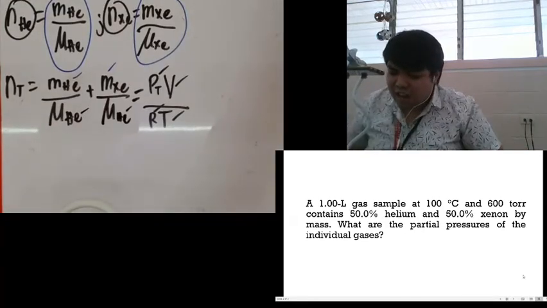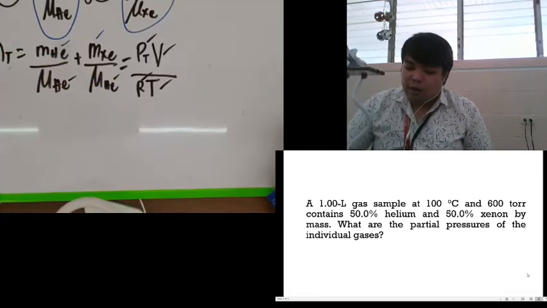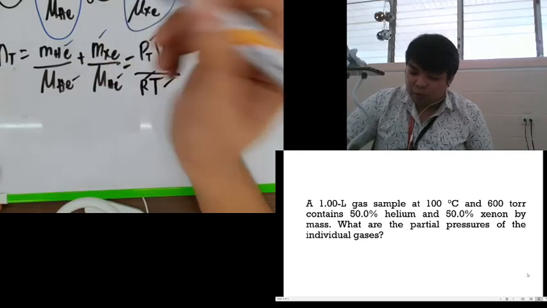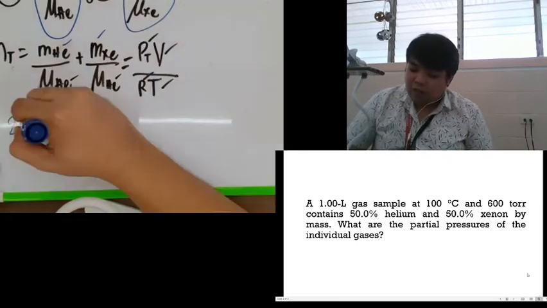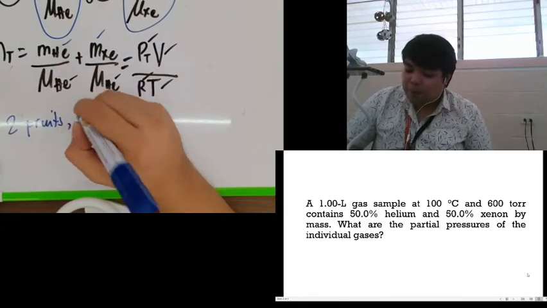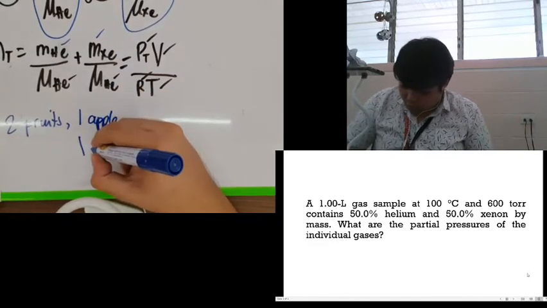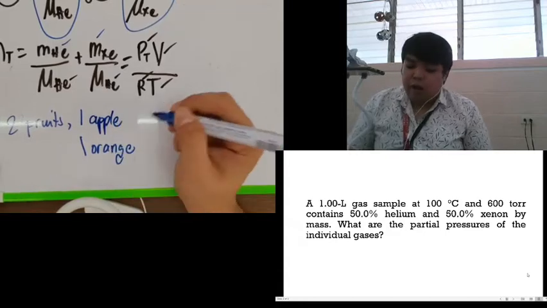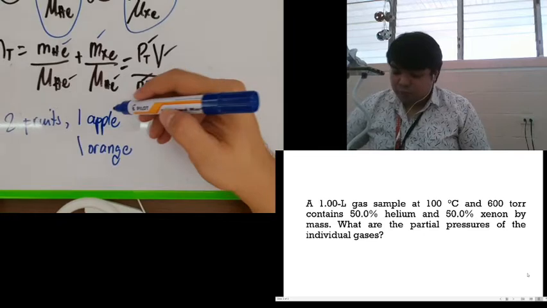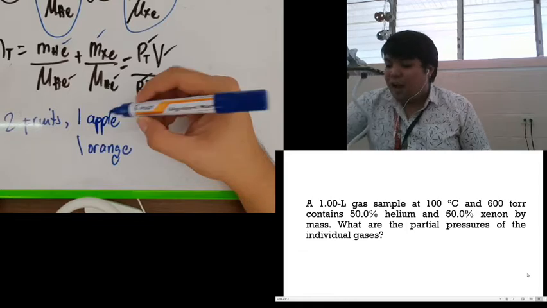Now, let's try an analogy. Let's say you have two fruits, right? Two fruits. From those two fruits, one of them is an apple, and one of them is an orange. So, since out of the two fruits, one of them is an apple, we can say that half of the fruit mixture is composed of an apple.